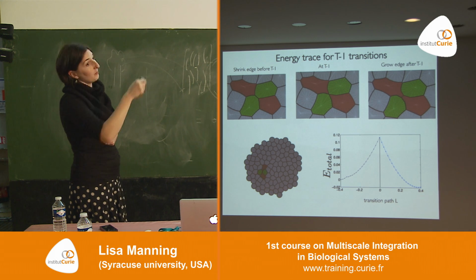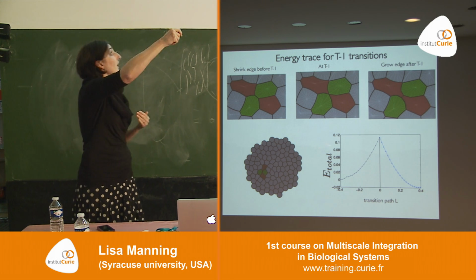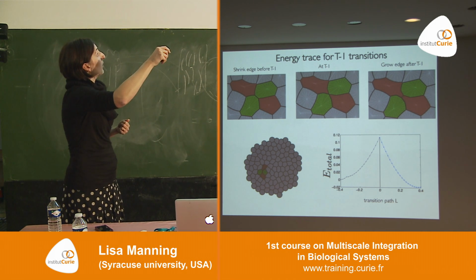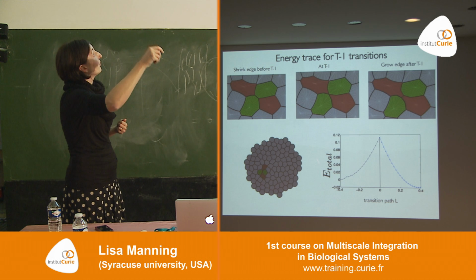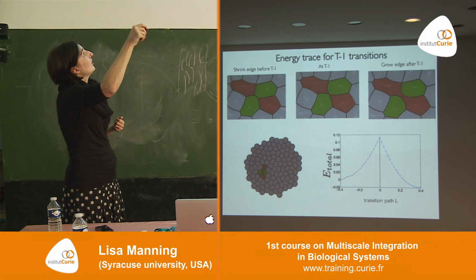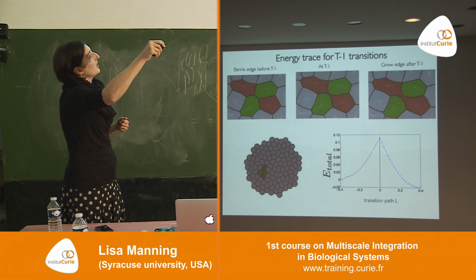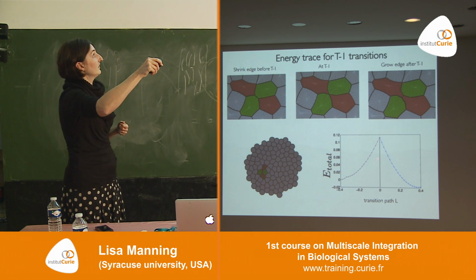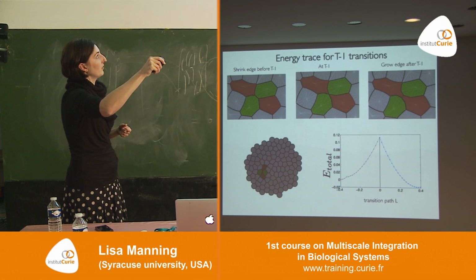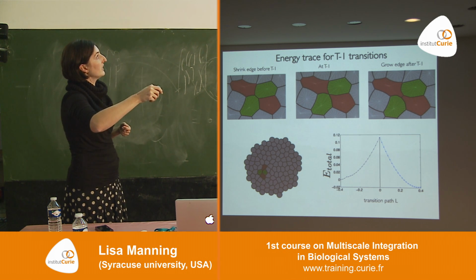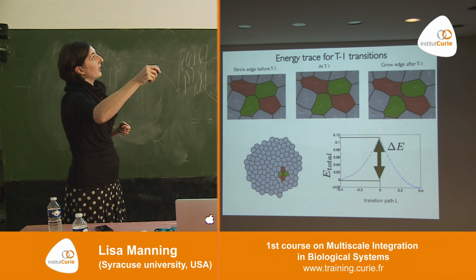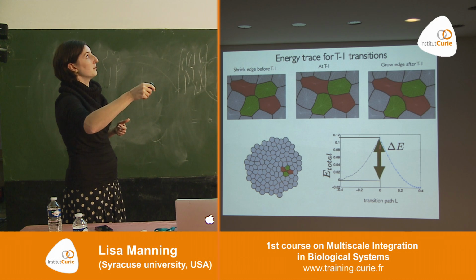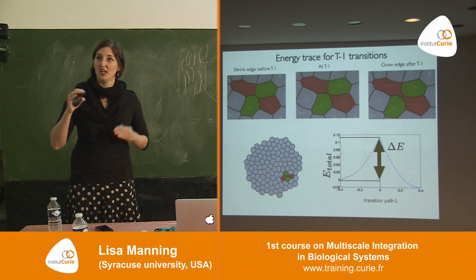Okay, and what we're going to do in the simulation and the calculation is calculate how much mechanical work is required to execute one of these T1 transitions. Generically, as we shrink this edge to a point and then grow the edge in the opposite direction, we can measure how much energy is required in the system. You generally find a cuspy curve that goes up and comes back down, and we define the energy barrier for this process, for this particular configuration of cells, to be the difference in energy from where I started and where I finished.